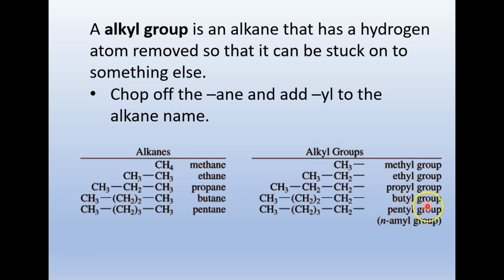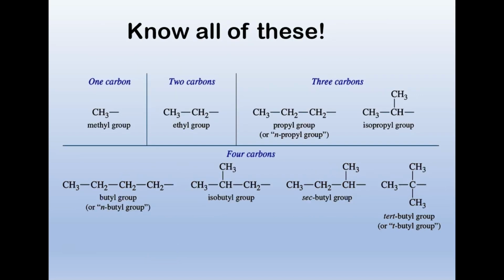We look at all the constitutional isomers of the butyl group. Here is pentane. So pentyl group. We're just going to ignore this for right now. Maybe next semester you'll work with isoamyl alcohol. So methyl, ethyl, propyl, isopropyl. If there was an OH here, we'd have isopropyl alcohol.